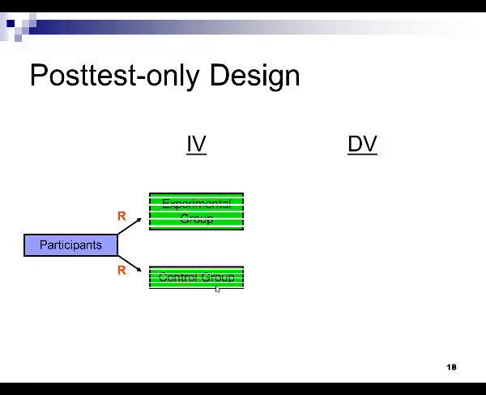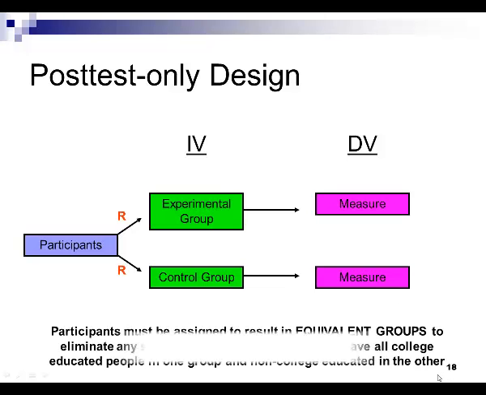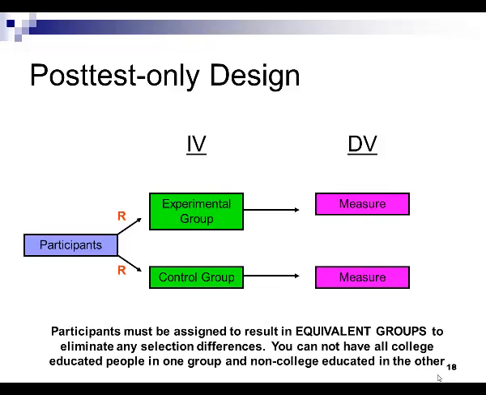To obtain equivalent groups, the experimenter is going to randomly assign participants either to the experimental group or the control group, and then measure its effects on the dependent variable. So again, we might have had a lot of crowding versus no crowding, and experimentally, we're going to randomly assign folks to these different groups, and then measure its effects on cognitive performance, using our same example. Participants must be assigned to result in equivalent groups to eliminate any selection differences.